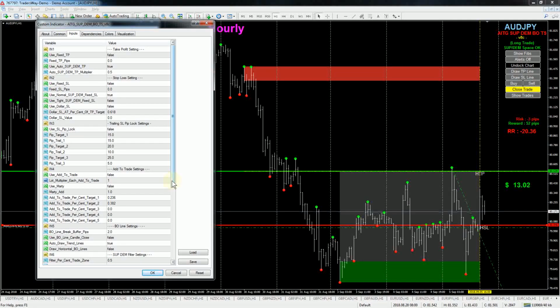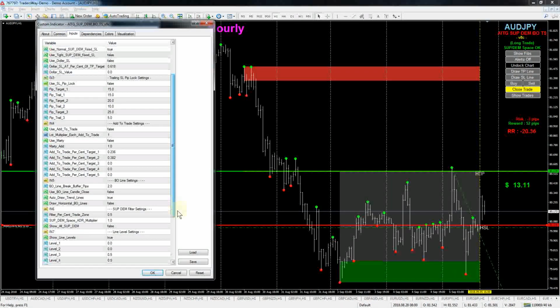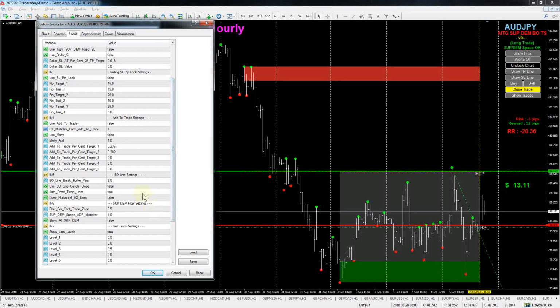Okay, so that's the breakout lines, and we got auto draw set to true. All that means is these lines will keep updating as new fractals are formed. If you're not in a trade. If you're in a trade, they don't change, because we want to be able to see where the line was when you broke through it.